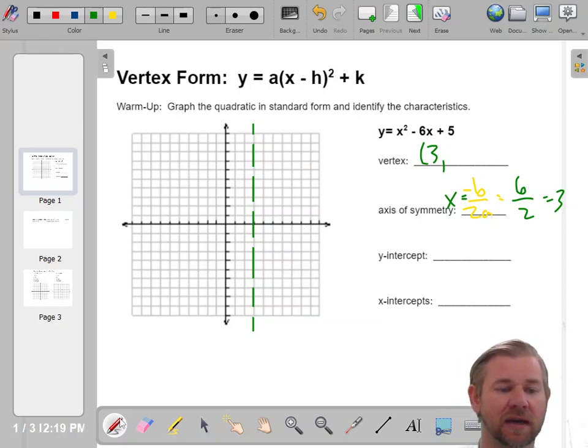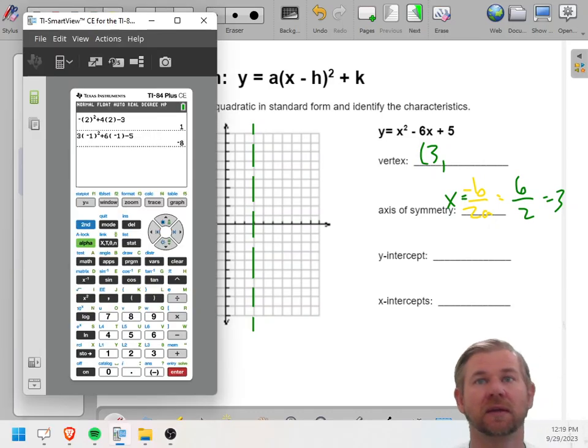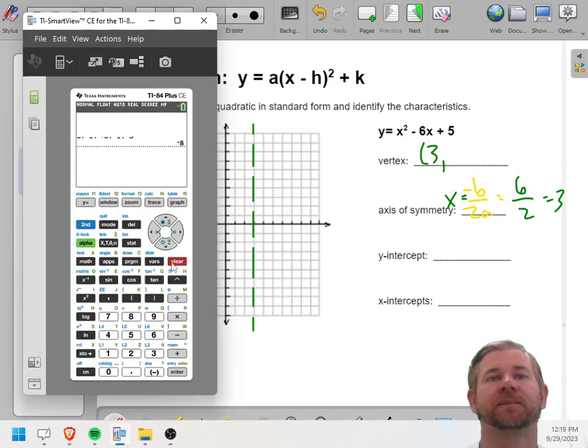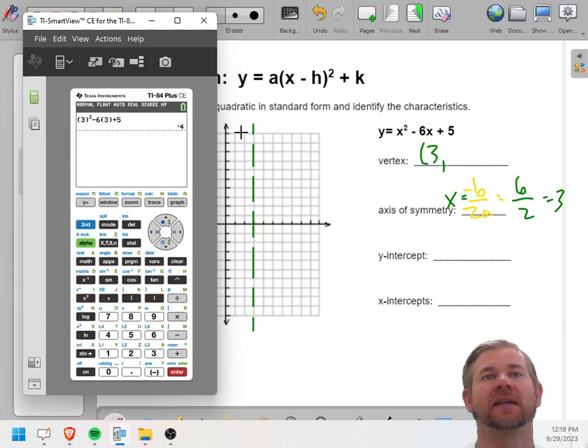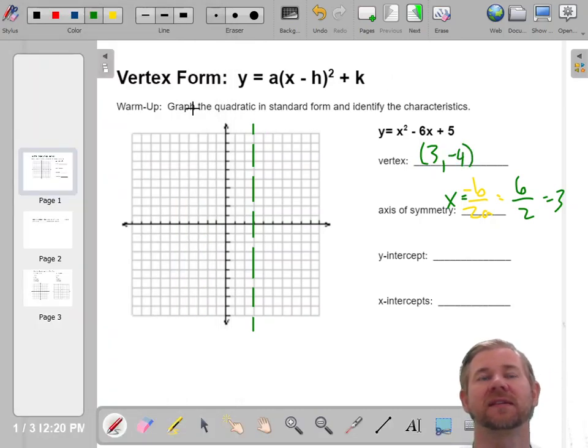Now we need to find the y-coordinate. So to do that, I will use a calculator to help me. We're going to plug in 3. So 3 squared minus 6 times 3 plus 5, and I get negative 4. So the vertex is 3, negative 4. That's 1, 2, 3, 4. It's right here. All right, we got that.